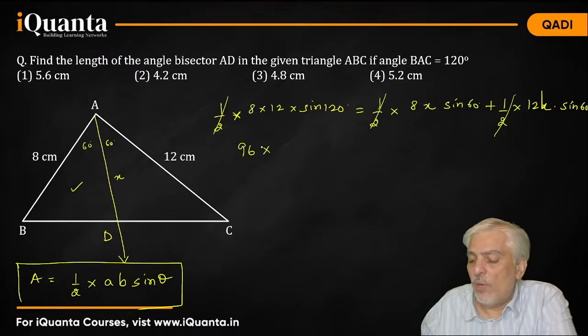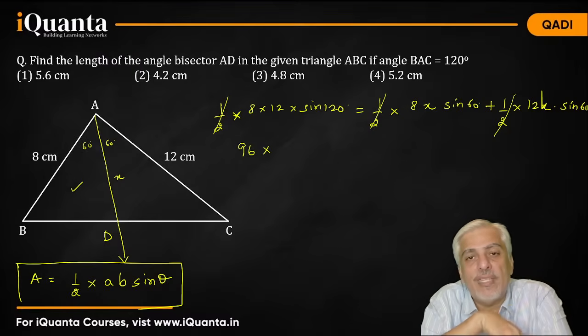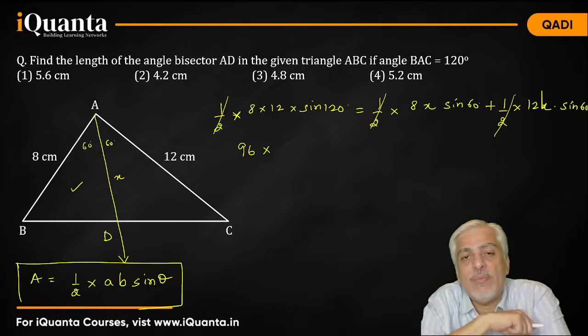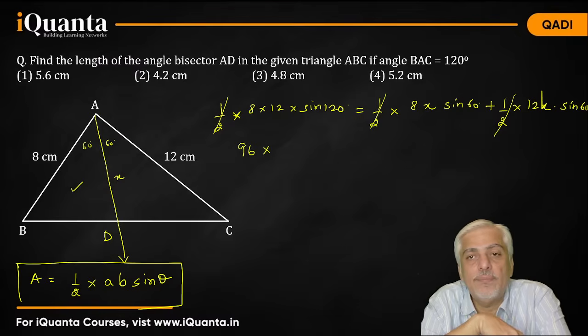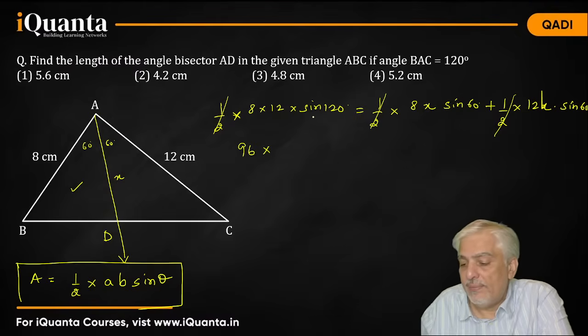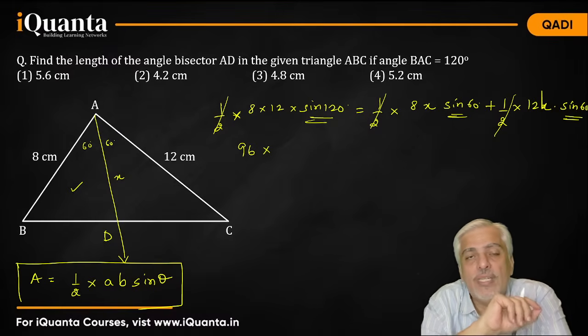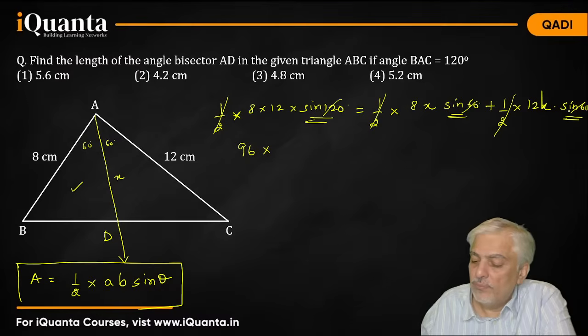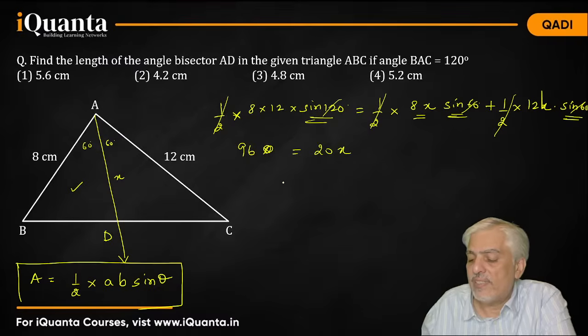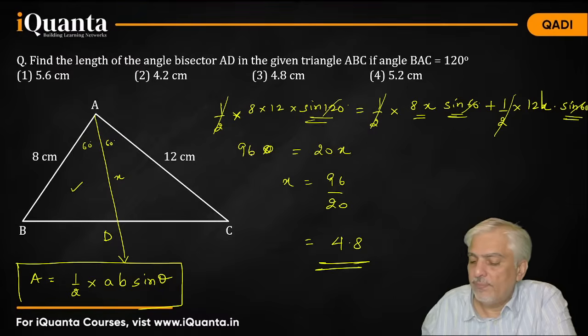96 into sine 120. Now if you've done trigonometry well, or even basic trigonometry, you should know that sine theta is same as sine 180 minus theta, which means sine 120 and sine 60 is same. That's the main important thing. Once you know that sine 120 and sine 60 is same, things are going to cut out. So this will all cut out over here. So you are left with only 96 is equal to 20x, 8x plus 12x. X is equal to 96 upon 20, 4.8. Third option.